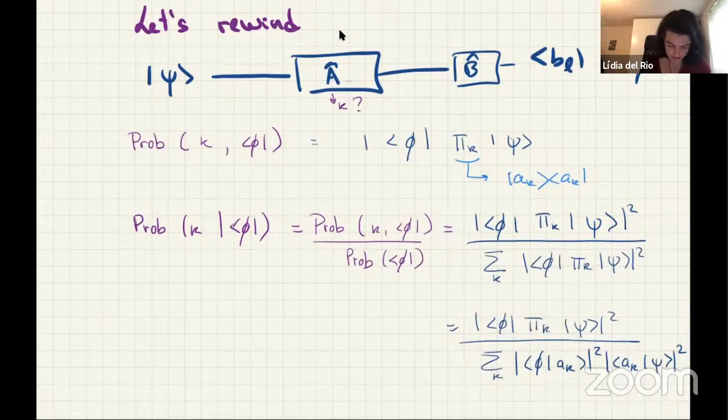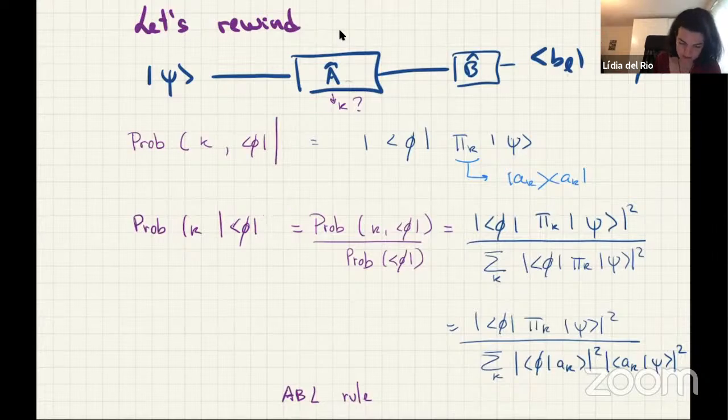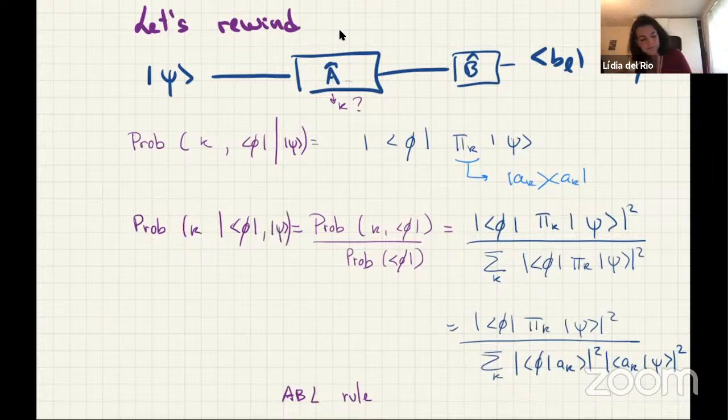This thing is called the ABL rule after Aharonov and his students who found this rule for the probability of getting some measurement in between, given that we pre-select and we post-select, right? So I can add here everywhere that this is all conditioned on having prepared the initial state psi, right? Good. So this is one of the ingredients we need.